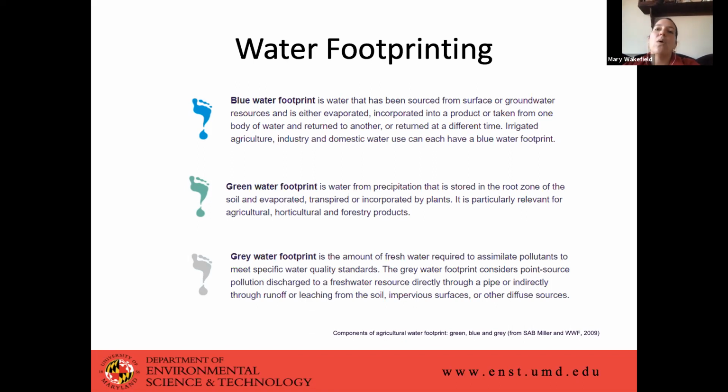We're not talking about gray water, black water that comes out of your household, where gray water is like shower water and black water is septic water. We're talking about specifically the amount of clean water that you would need to use to dilute currently polluted water into standards that are acceptable. The gray water footprint considers point source pollution discharge to a freshwater resource directly through a pipe or indirectly through runoff or leaching from the soil, impervious surfaces, or other diffuse sources.